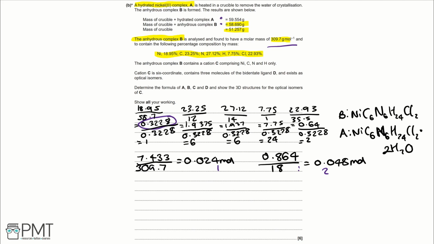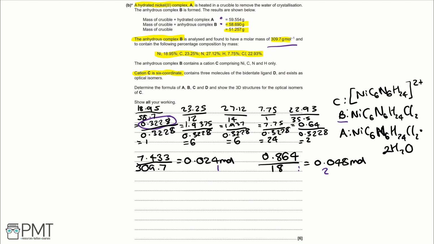Next, let's work out cation C. We're told cation C is a 6-coordinate cation, and we need to focus on the formula for the anhydrous complex B to find our cation C. So looking at our formula for B, C would be removing the chlorines from the end. That makes our cation, square brackets, Ni, C6, N6, H24, square brackets, 2 plus. Because we've removed the 2 chlorines and they each have a negative charge, so it's 2 negatives, meaning the charge on the cation is 2 plus.